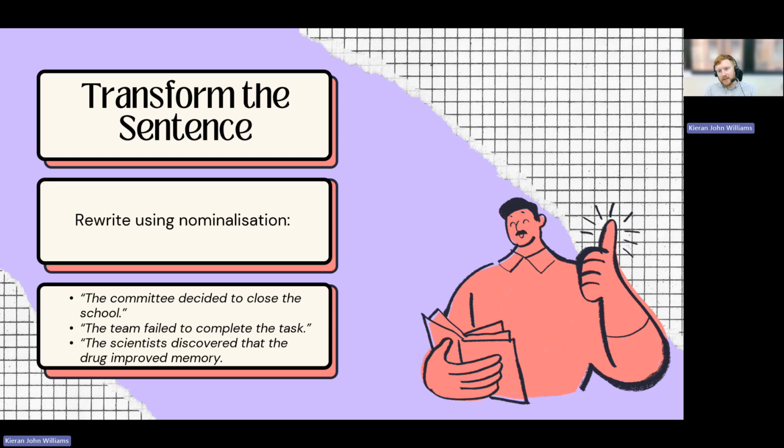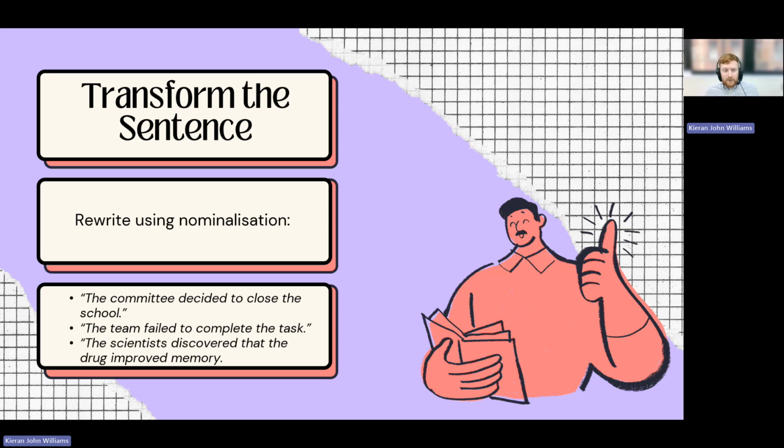But now let's try transforming some sentences ourselves. So we've got 3 basic sentences here. The committee decided to close the school, the team failed to complete the task, and the scientists discovered that the drug improved memory. So what you might like to do here is pause the video, write down a couple of ideas of how you would rewrite these sentences using nominalization, and in a second we'll have a look at some possible ways to rewrite them. Okay, so remember, pause the video and come back in a couple of seconds.